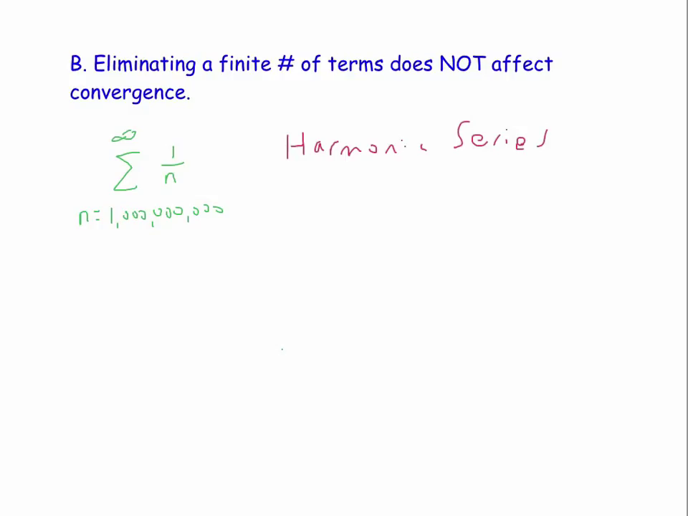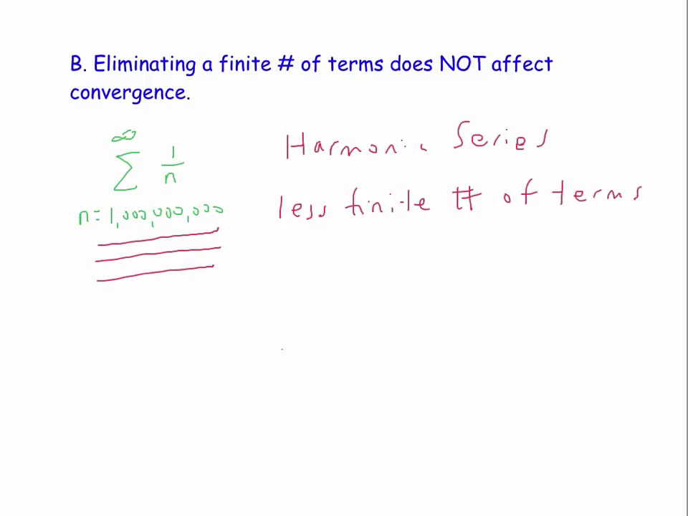This series here, however, doesn't start off at n equals 1, so this isn't exactly the harmonic series. Instead, the first term here is the billionth term of the harmonic series. So technically, this series we have here is the harmonic series less a finite number of terms. Now, I claim that while I'm taking away a billion terms from this particular harmonic series, that will not affect the fact that this series here will still diverge.